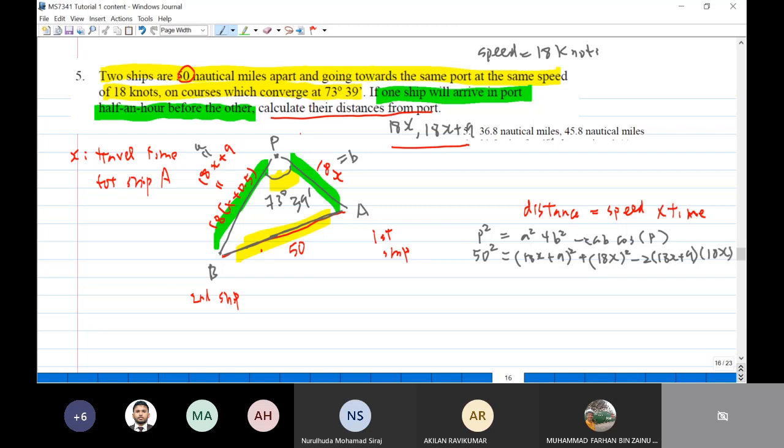Not enough space, so I need to insert a little bit here. I need to bring this out a little bit.